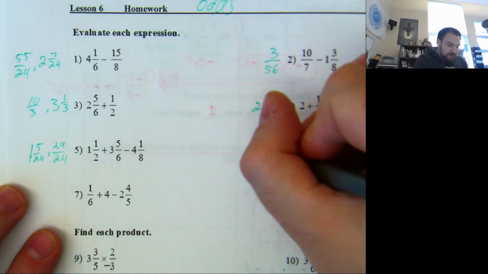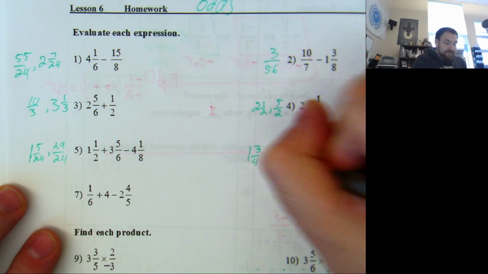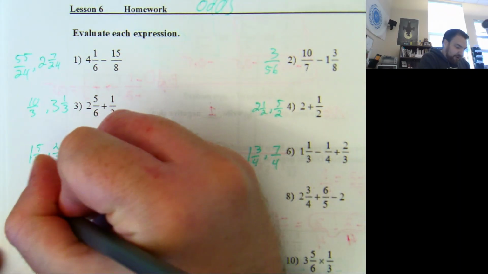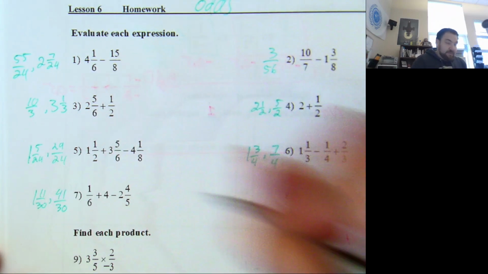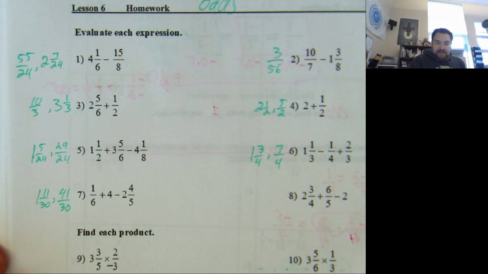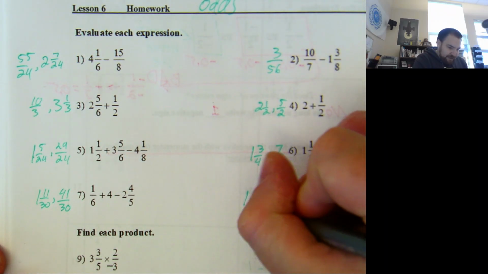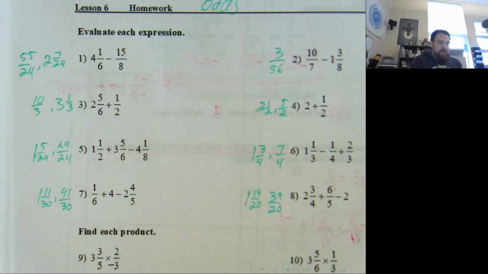Number 6 would have been 1 and 3 over 4, or 7 over 4. 7 would have been 1 and 11 over 30. It could have also been 41 over 30. And number 8 could have been either 1 and 19 over 20, or it could have been 39 over 20.